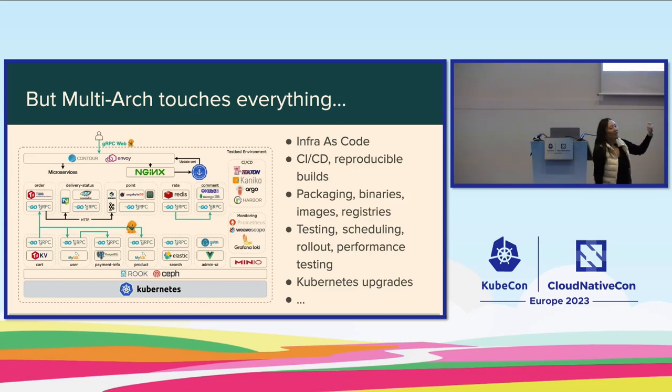Do you do Infra as Code at the moment? What does your CI/CD look like? What do your packaging, your binaries, your images look like? Do you have good testing practices when you do rollouts and scheduling? Are you doing performance testing? You need to do Kubernetes upgrades, but you also need to do everything else upgrades. So that's the state where we're at. On one hand, yes, good price performance. On the other hand, a huge swathe of things that you could potentially touch.